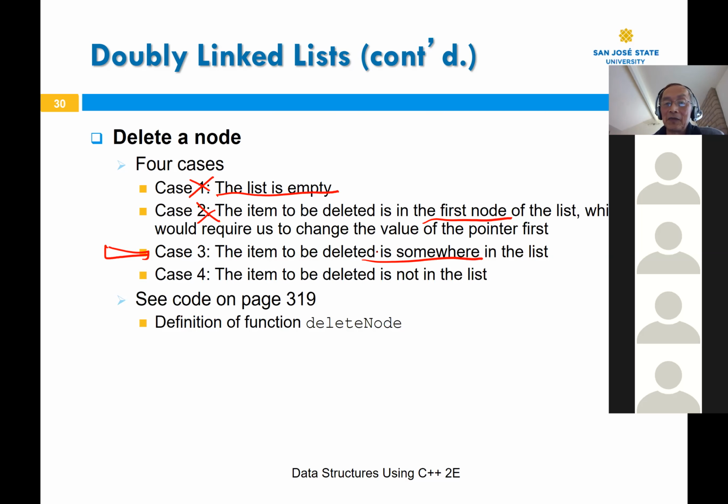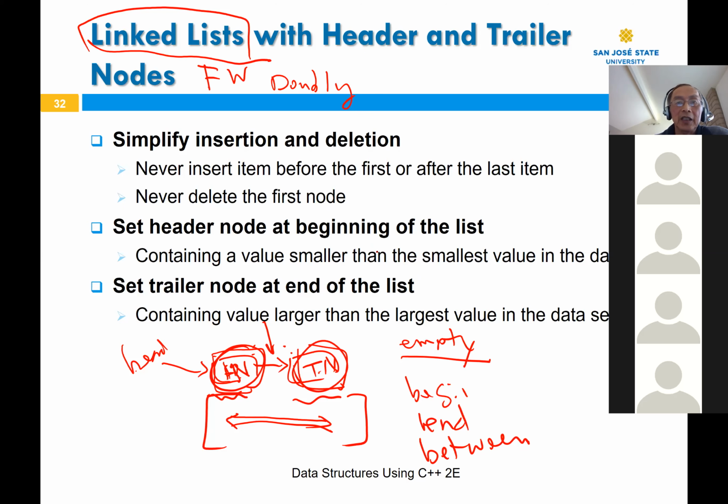Make sense? Okay. So if you have this scenario, a linked list with both header and trailer, then it simplifies your insertion and deletion for the whole linked list. So what does it take? You need to set a header and you need to set a trailer. Basically, when you construct the linked list, you add two nodes in there.